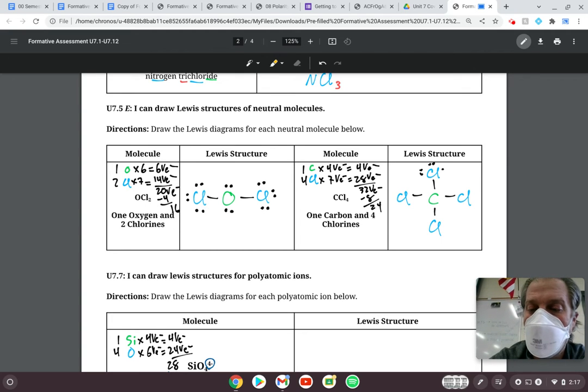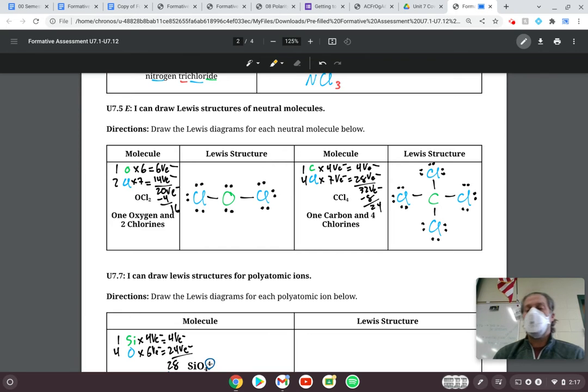2, 4, 6, 8, 10, 12, 14, 16, 18, 20, 22, 24. I'm going to check and see if each atom has 8 electrons. So chlorine has 1 bond with 2 electrons and 6 dots. So all the chlorines have 8 valence electrons. Carbon has 4 bonds with 2, 4, 6, 8 electrons in each. So carbon has its 8 valence electrons. So in this instance, that's the best structure we can draw. Questions about this one?